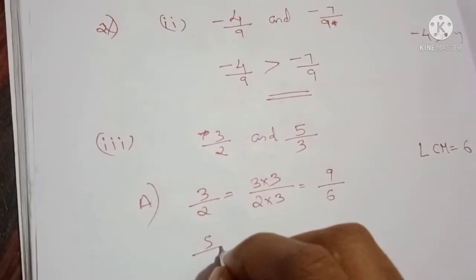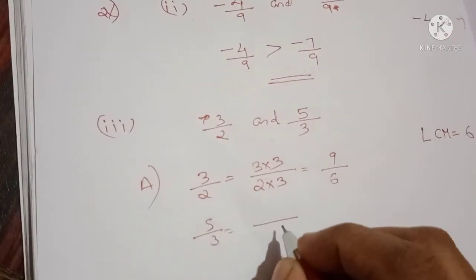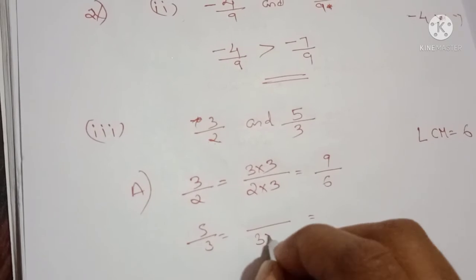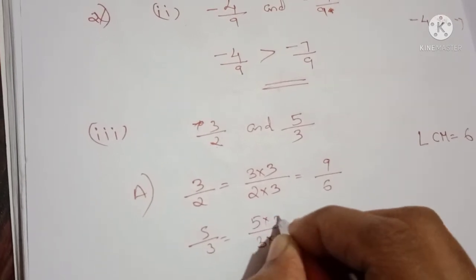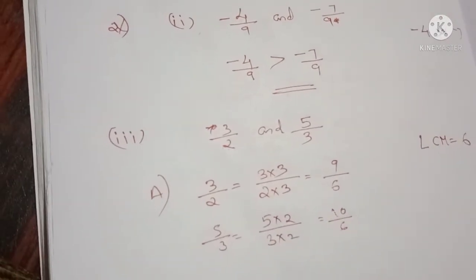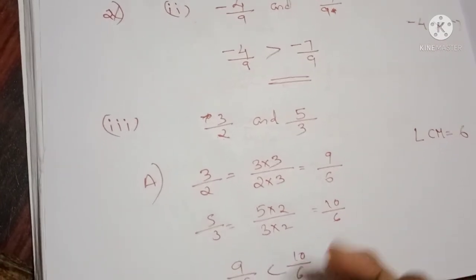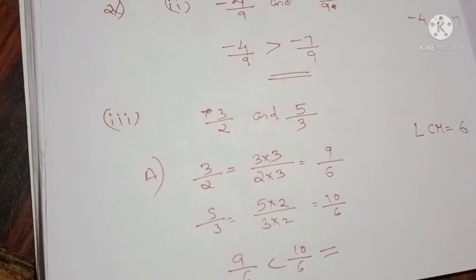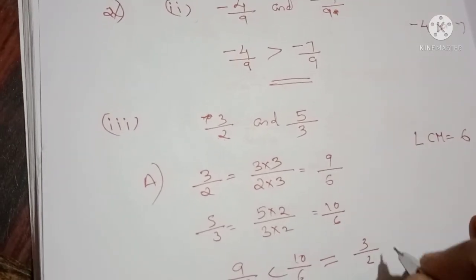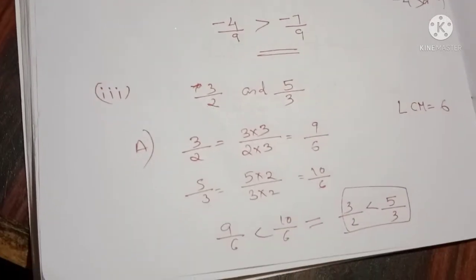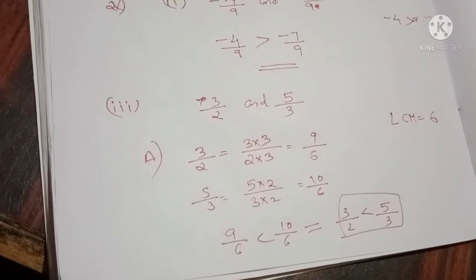Now 5 by 3 also you need to convert. We need to convert this 3 into 6, so you need to multiply by 2. Again here also you need to multiply the numerator. So it becomes 10 by 6. So which is greater, 9 by 6 or 10 by 6? Of course 10 by 6 is greater, which means 3 by 2 is lesser than 5 by 3. So 5 by 3 is greater. I think it is clear for you.